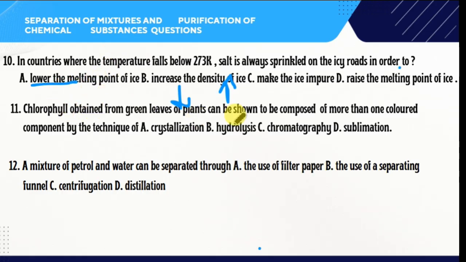Chlorophyll obtained from the green leaf of a plant can be shown to be composed of more than one color component by the technique of, as I've said earlier, whenever you see chlorophyll, color, dye, paint, ink, anything like that, it is usually separated by chromatography. Sublimation deals with movement of a substance from solid state to gaseous state without passing through the intermediary liquid phase, while crystallization deals with formation of solid from a saturated solution.